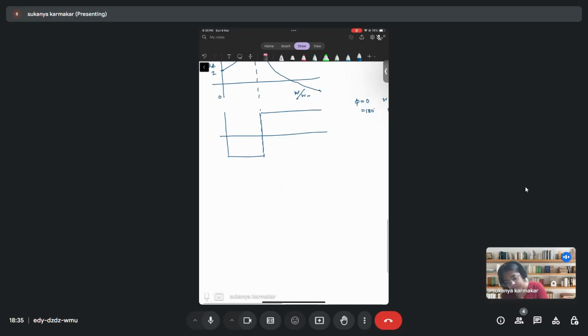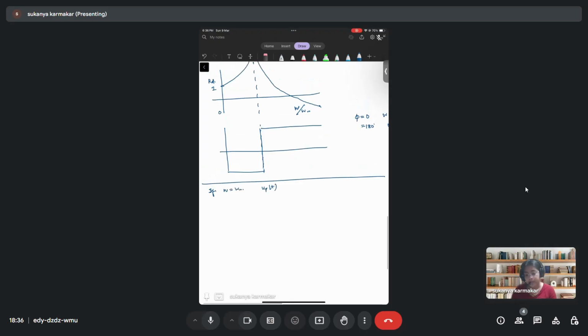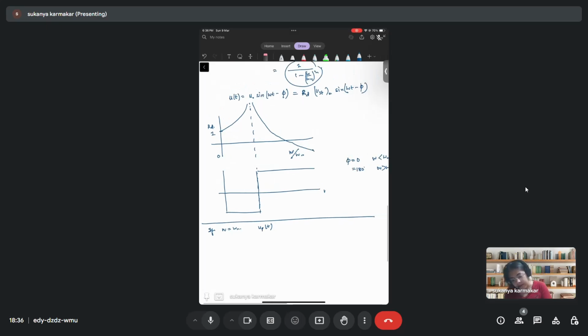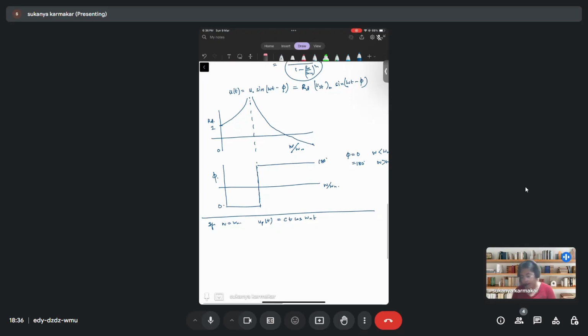So let's assume, if omega is equal to omega n, then your particular solution is of the form C t cos of omega n t. (Here, omega by omega n is on the axis, and this is phi, 0 degrees and 180.) Now in a similar way, you have to calculate the value of C.